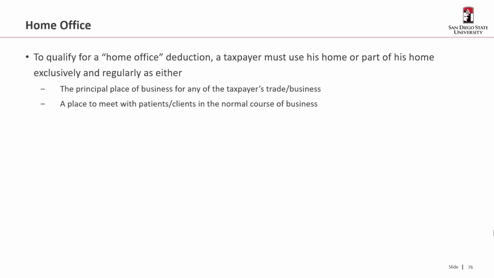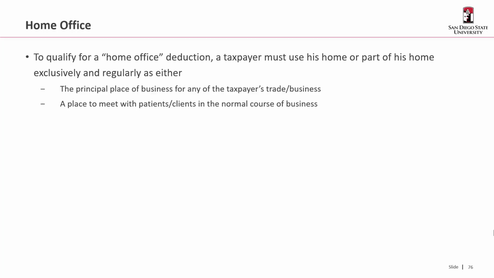All right, the next item we cover is the home office deduction. And we do this in this chapter, I think, largely because it works very similar to the rental property rules. So to qualify for a home office deduction at all, the taxpayer must use his home or part of his home exclusively and regularly as either the principal place of business for the taxpayer's trade or business, right? So that's where the office is, or a place to meet with patients and clients in the normal course of business.